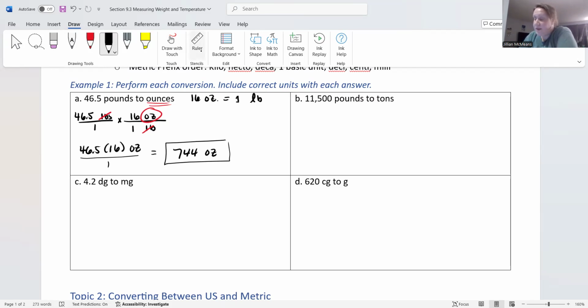Part B, we have 11,500 pounds. We want to convert that to tons. What you need to know is that there are 2,000 pounds in 1 ton.